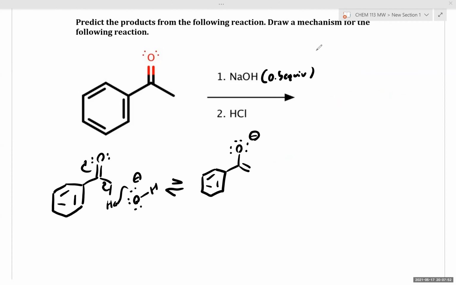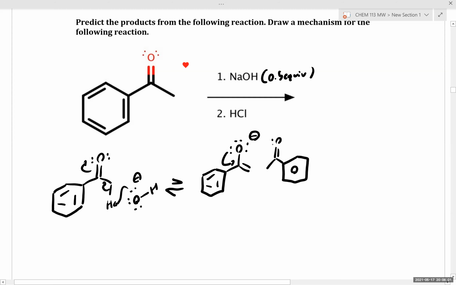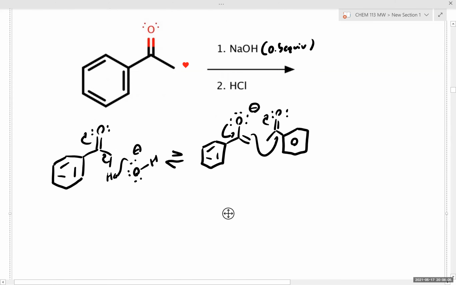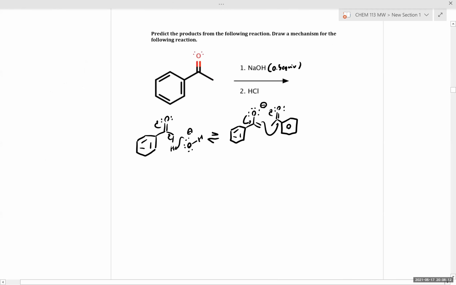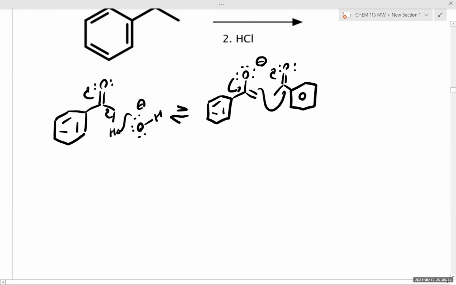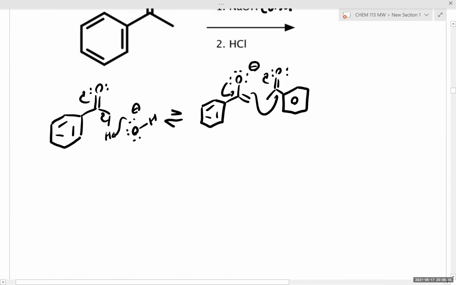Let me clear that annotation and just redraw that step so everyone's able to see. So we have our electrophilic ketone, which is attacked by our nucleophilic enolate. So from here, we get our aldol product. And this is really important.